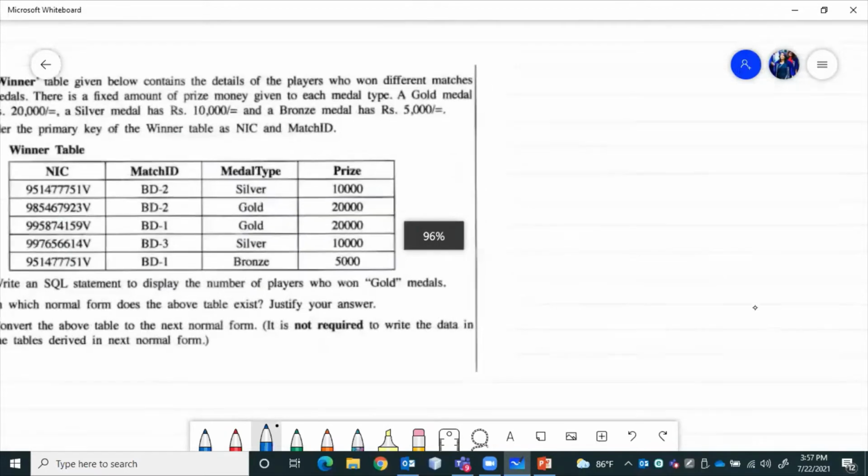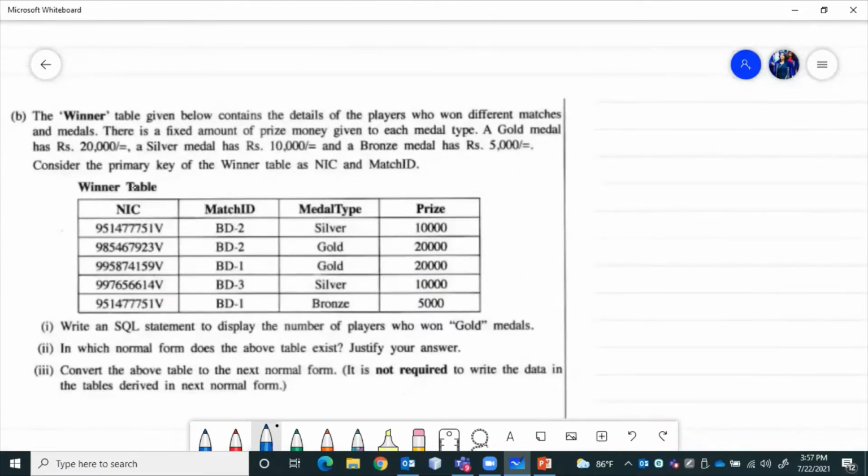Here, I'll zoom in a bit. Right, this is the winner table. Given below are the details of the players who won different matches and medals. So the winner table contains the players who won different matches and medals, right?